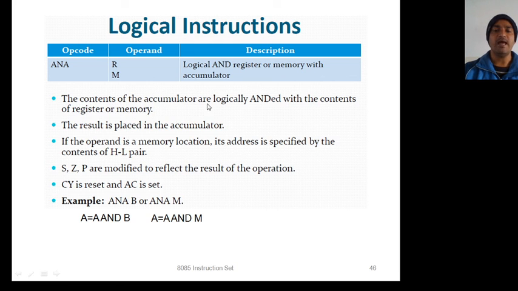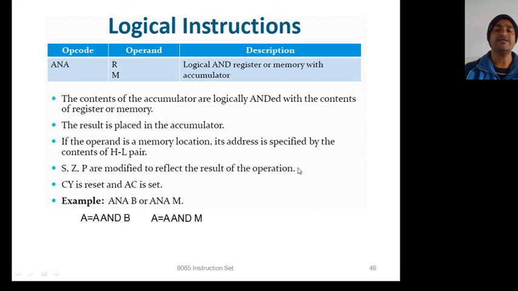The contents of the accumulator are logically ANDed with the contents of a register or memory. The result is always placed in the accumulator. You know the destination operand is the accumulator. If the operand is a memory location, its address is specified by the contents of the HL register pair. You are already aware what M is.